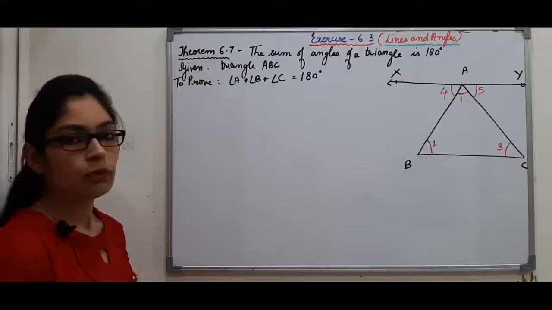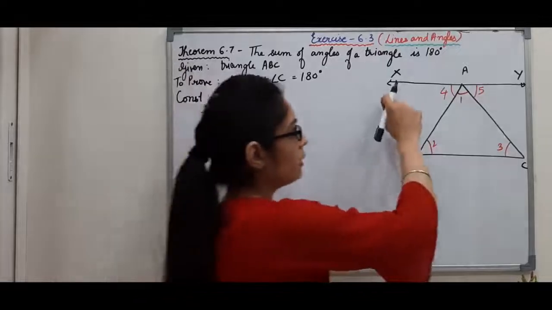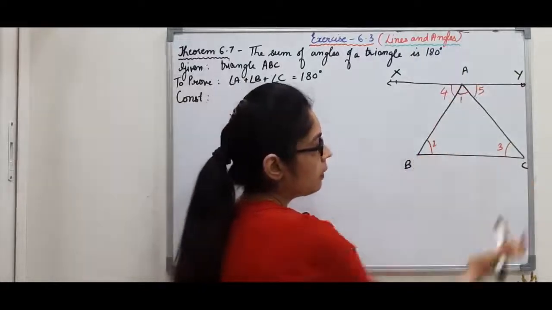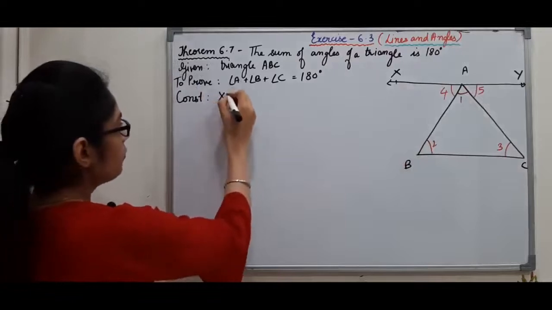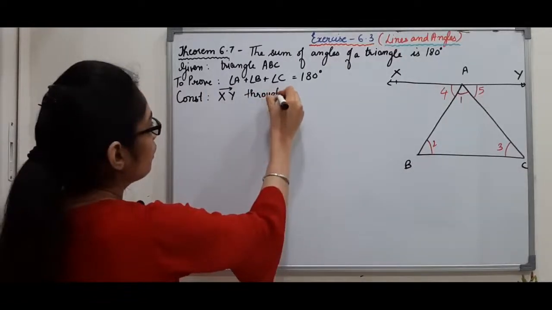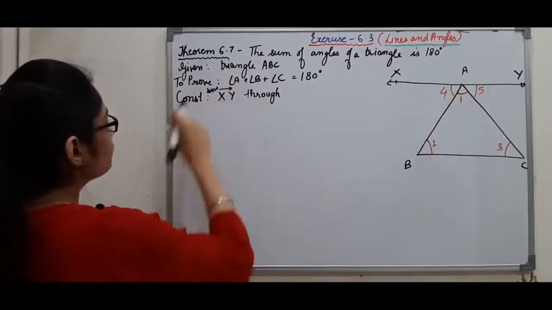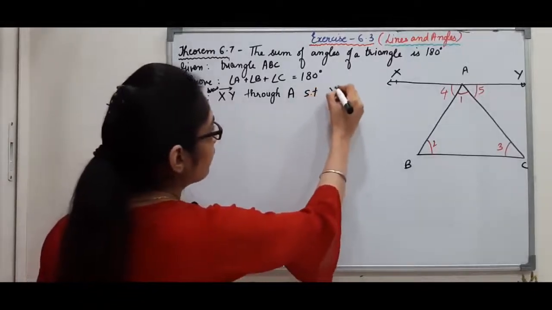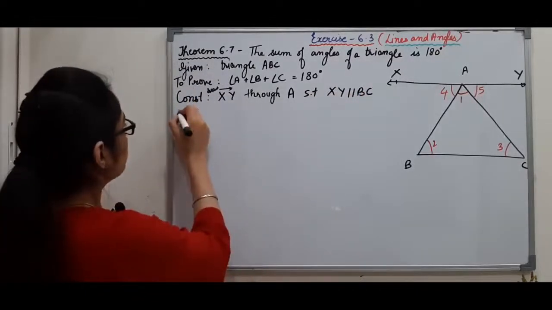Now here we have to do one construction also, so we'll mention that construction point also. We have to draw one line XY which is passing through point A, and this line is parallel to side BC of the triangle. So we can write: draw XY through point A such that XY is parallel to BC. Now let's start with the proof.